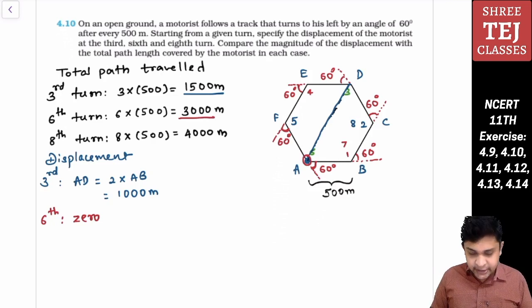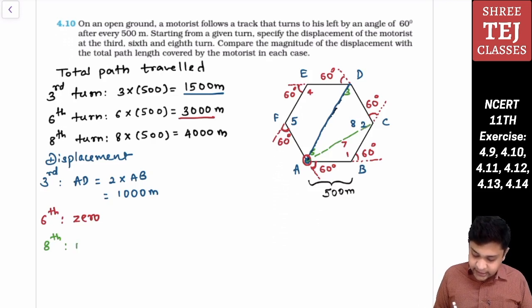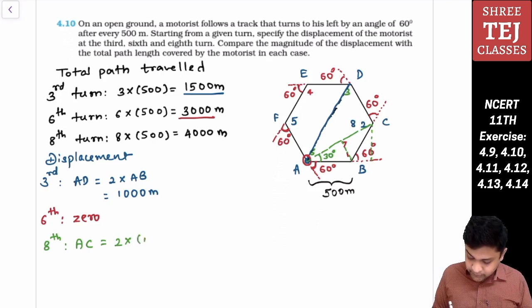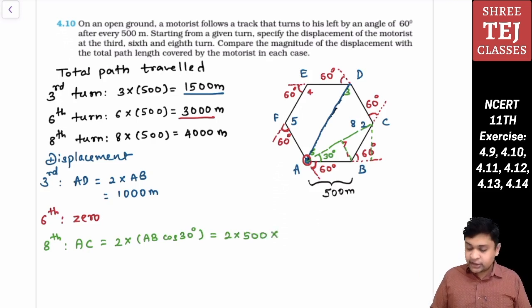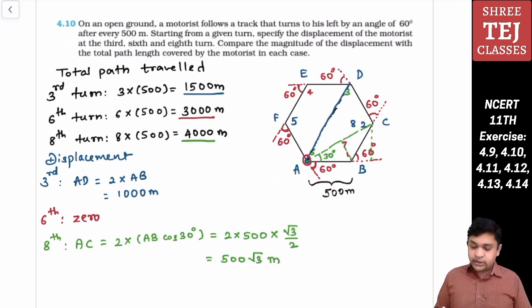Path traveled is 3000 meter. And for the eighth turn, displacement would be AC, which will be equal to, so this angle will be 30 degree. So it will be 2 multiplied by AB cos 30 degree. So it will be 2 into 500 multiplied by cos of 30 degrees, root 3 by 2. So it would be 500 root 3 meter.